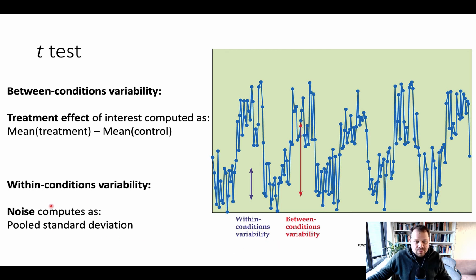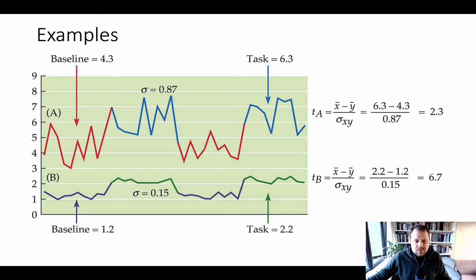And the noise is basically computed as the pooled standard deviation based on this within-conditions variability, whereas the signal would be the between-conditions variability. That's exactly what we just discussed when we talked about the t-test. So as we reduce the noise, the within-conditions variability, we're increasing the t-statistic. Also, as we increase the difference between task here and baseline here, we're also increasing the t-statistic and the possibility to detect a significant effect.